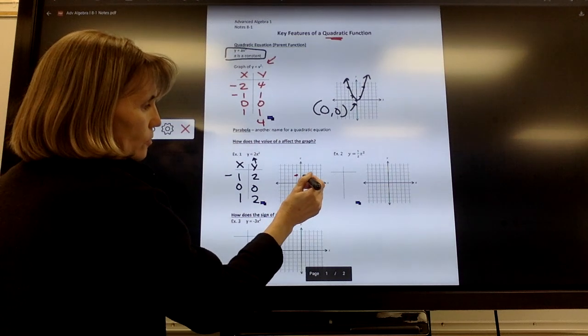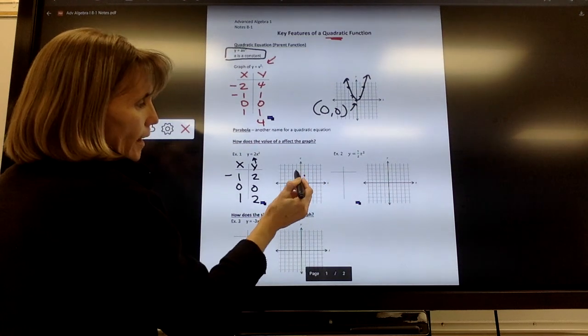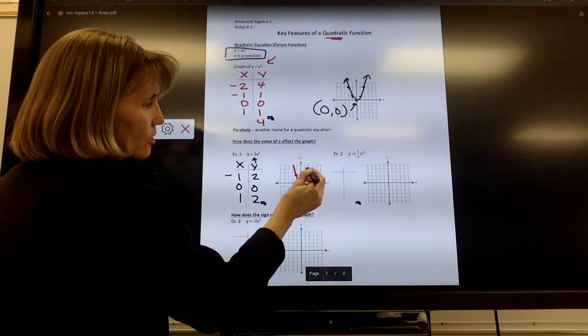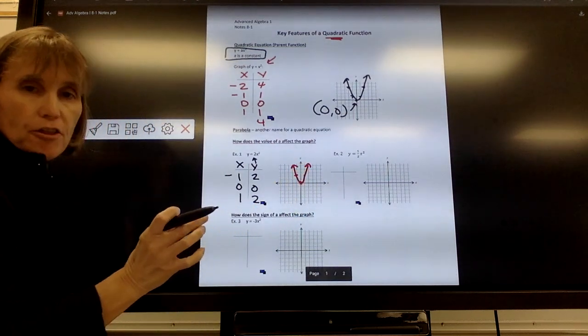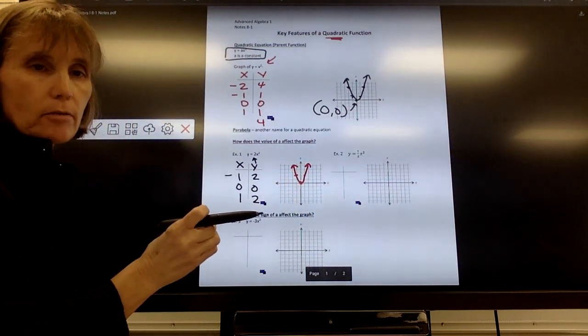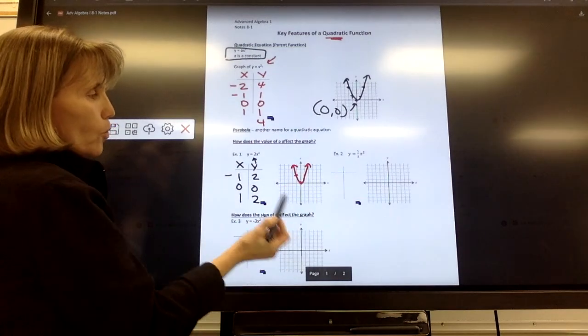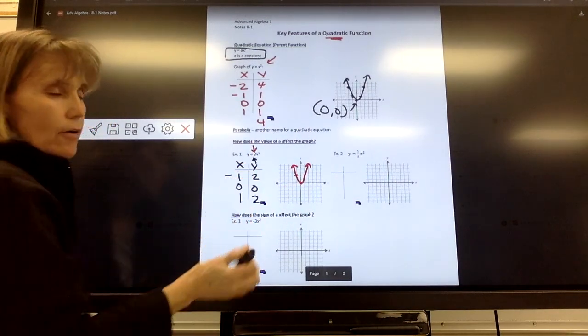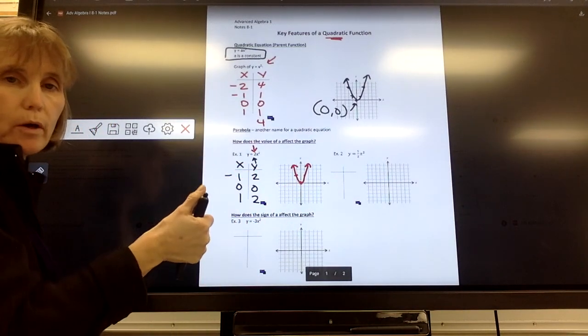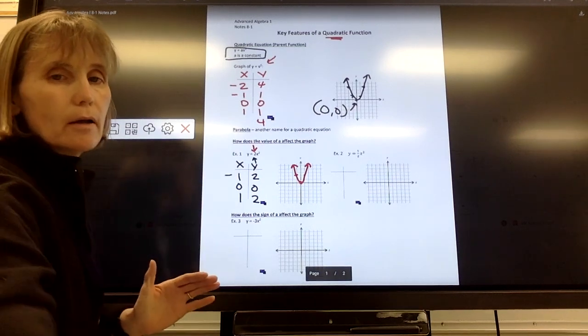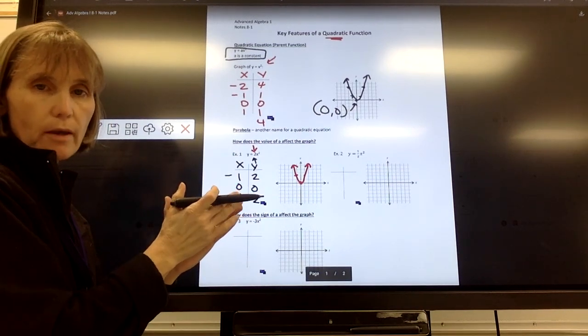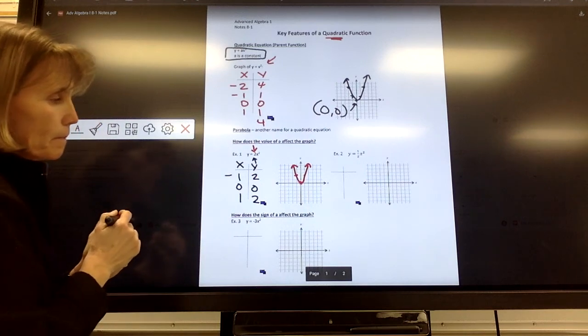And 1 is at 2. Now, what happened to my U-shape? It's still a U-shaped graph, but it got thinner, more narrow, skinnier. It's going to go up more quickly. So as that a value increases, gets greater than 1, you're going to see that parabola become thinner, and it's going to go up more quickly.